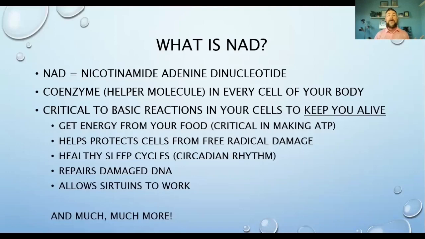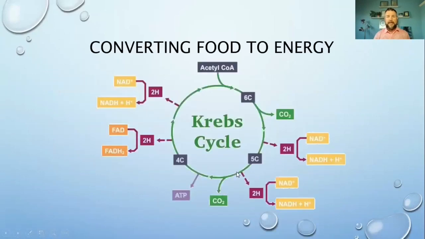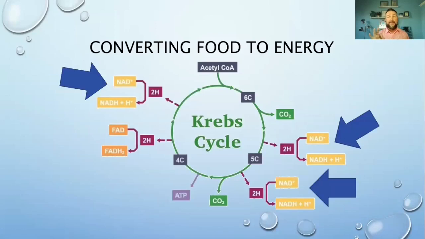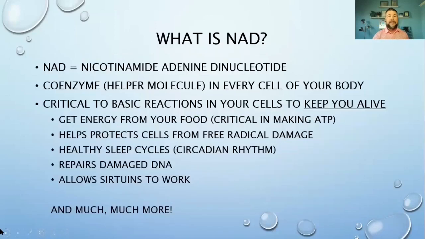First of all, it helps you get energy from your food. I want you to look at what's called the Krebs cycle, which is basically the process of getting energy from your food. There are several steps to this process, but what I want you to notice is that NAD is critical to 3 of those steps. That's just one role it plays in the body. It also helps protect your cells from free radical damage. It helps with your circadian rhythm, so you have healthy sleep cycles. It repairs damaged DNA inside of your body, and it allows sirtuins to work inside of your body.